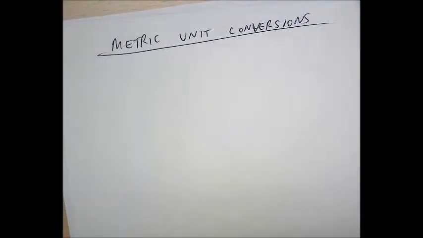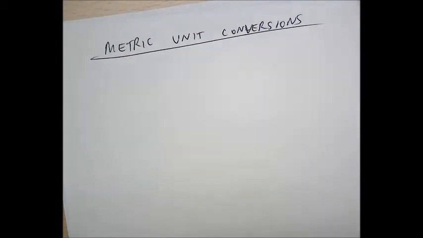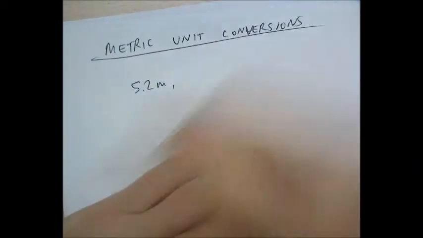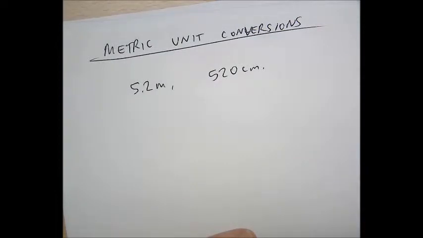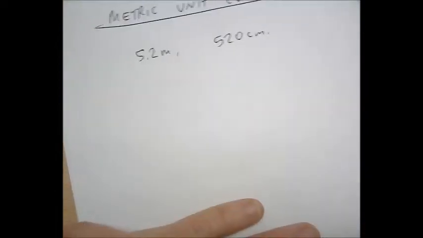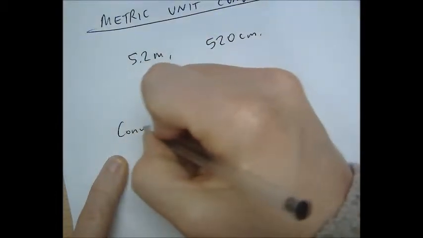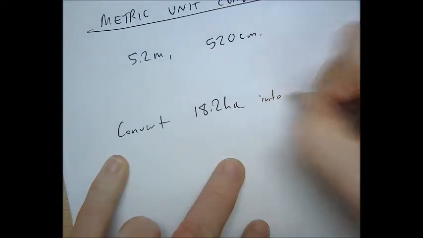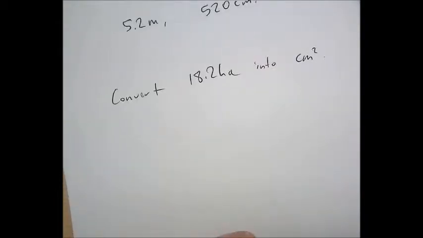Metric unit conversions are done pretty quickly if the units are famous. So if I say 5.2 meters, what's that in centimeters? Most people can get pretty quickly that it's 520 centimeters just by timesing by 100. That's as simple as it can get, but what if I said convert 18.2 hectares into centimeters squared? Well, that's harder, and in fact not a lot of people know what a hectare even is.